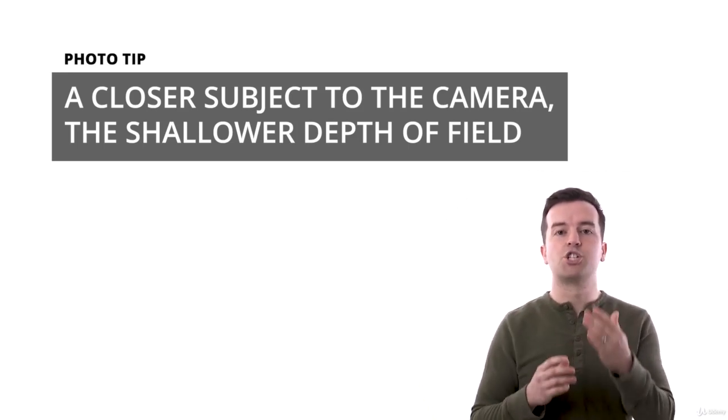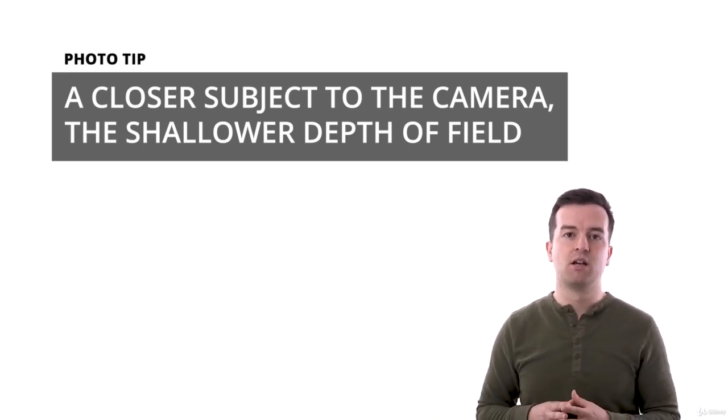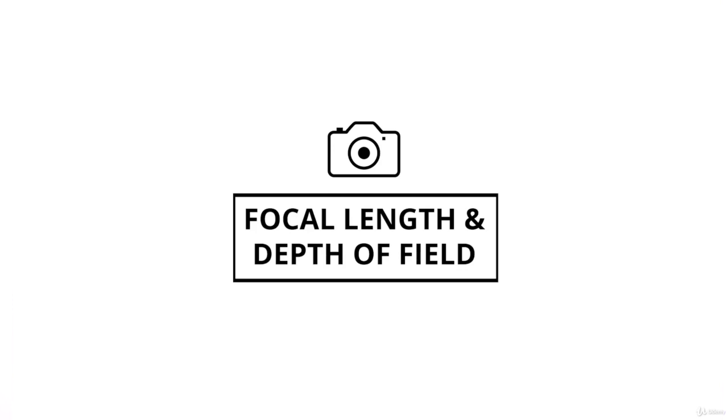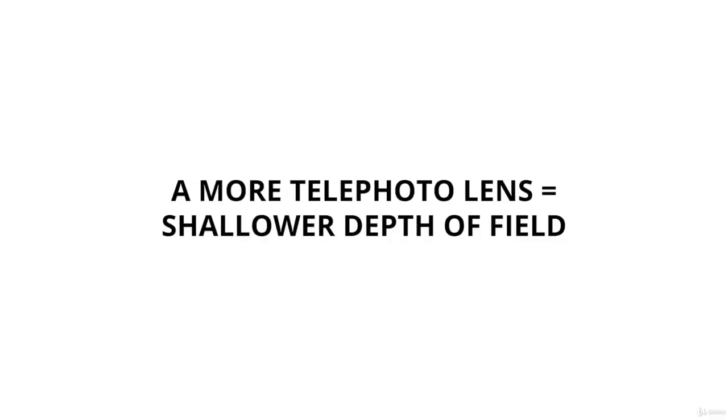Next, with distance, the closer your subject is to the camera and the further it is from the background, the shallower the depth of field is. Lastly, focal length also affects depth of field. There's a bunch of math in how this actually works, but basically the longer your lens, i.e. the more zoomed in you are, the shallower the depth of field you'll get when photographing from the same spot.